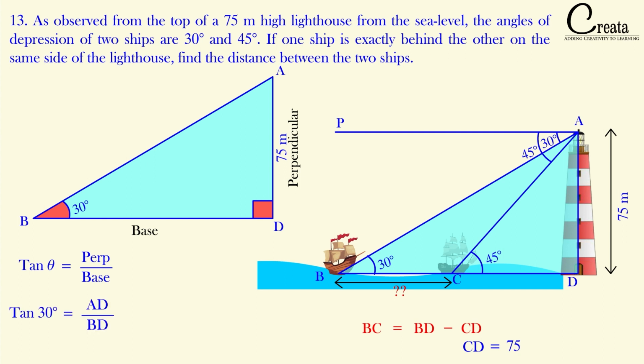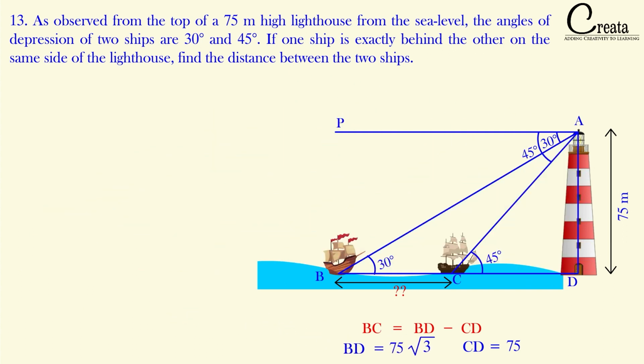So tan theta is equal to perpendicular upon base. Tan 30 degrees is equal to AD upon BD, and AD is 75 meters, that is given in the question. And what is the value of tan 30 degrees? It is 1 by root 3. So on solving, we got BD as equal to 75 root 3. Got it? We got the base of this triangle.